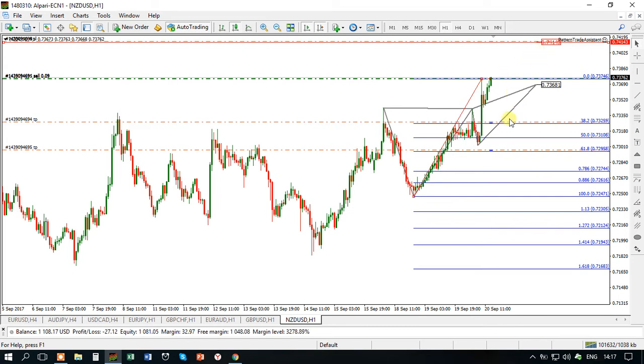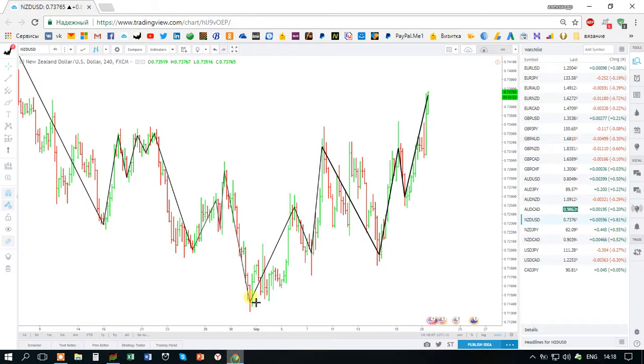You will need to modify it pretty fast, pretty often. You need to sit in front of that, restretch your fibs, restretch your fibs. So a butterfly pattern is valid. I entered that at market. The target is 73.25 and 73.10. And the stop loss is 74.14. Done. New Zealand Dollar. So it is not valid with FXCM quotes, but it is valid with my broker's quotes because I don't have that large spike higher.